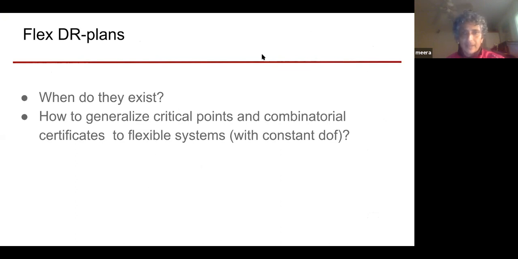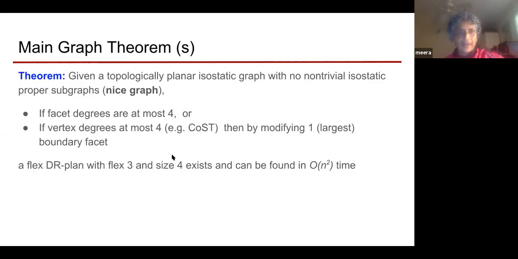So the question is, when does a FlexDR plan, by which we're automatically assuming they have constant size and constant DOF. By constant, I mean it's independent of the size of the graph. There's a theorem that it's not that difficult to show: for a topologically planar isostatic graph with relatively small cycles or degrees of the vertices, you can get a flex 3 size 4 DR plan, and it can be found quickly.